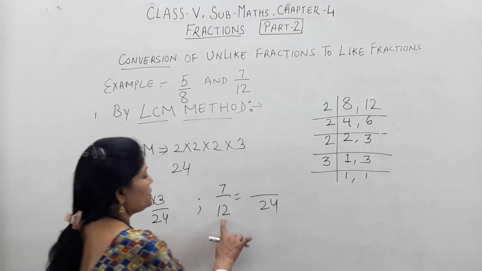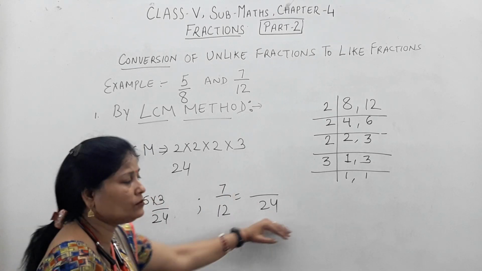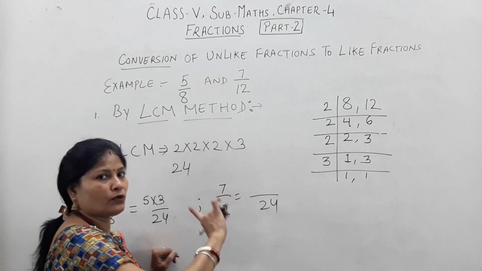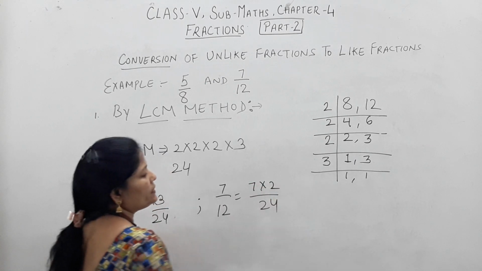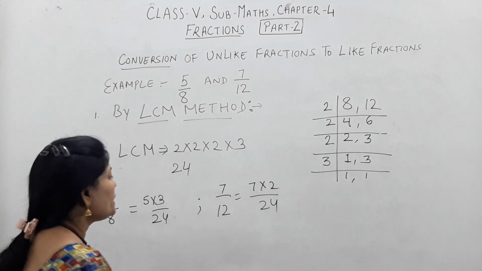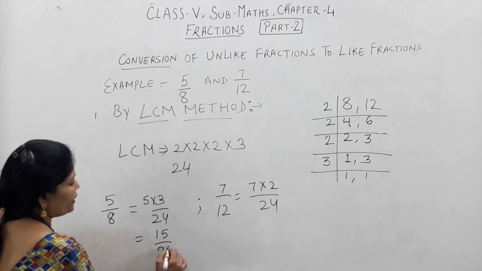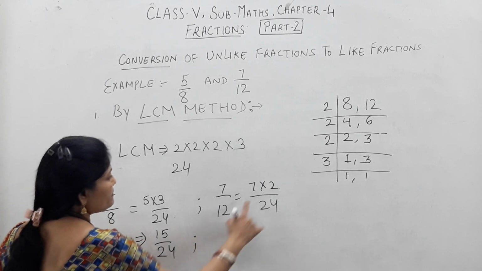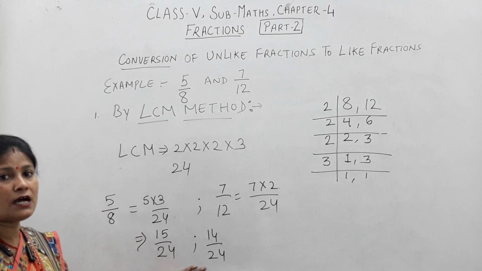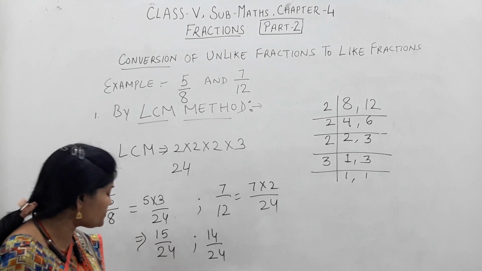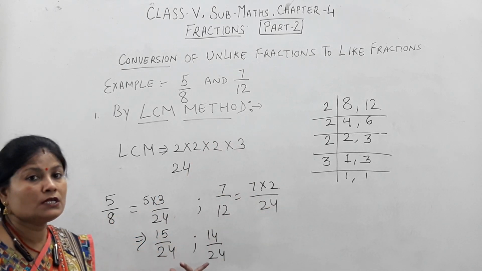After that, see children, here is written 12 and here is 24. 24 is my LCM. So what do I have to do? For 12 to 24, I have to divide 24 by 2. So I get 2. So 7 into 2. I have to convert the numerator also in the same way. Now see children, if I convert this one, I will get 15 upon 24. After that, my second one is 14 upon 24. So both the fractions are now converted into like fractions. Yes children, how are they like? Because I have taken the LCM and I have converted both to the same LCM.